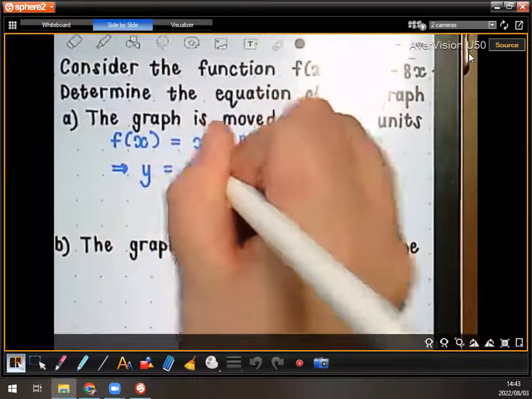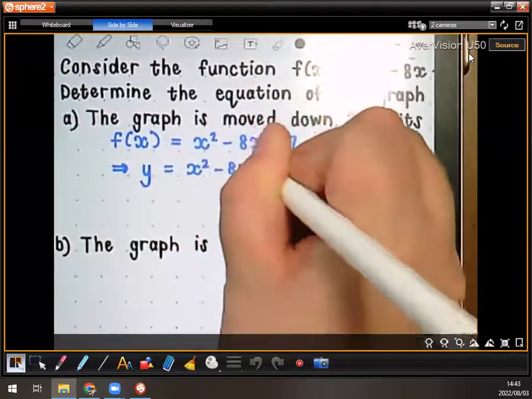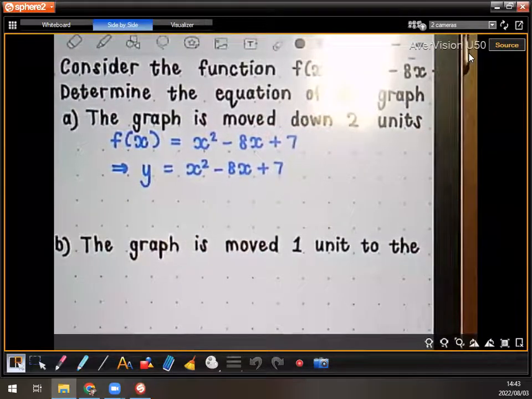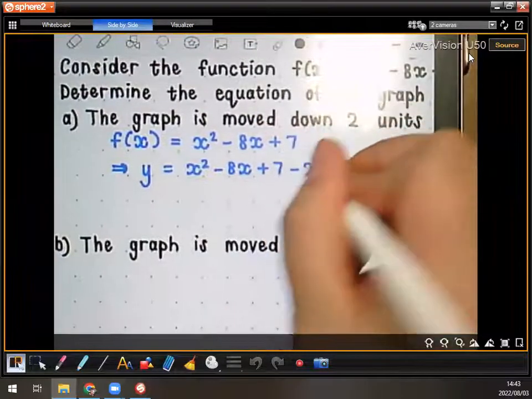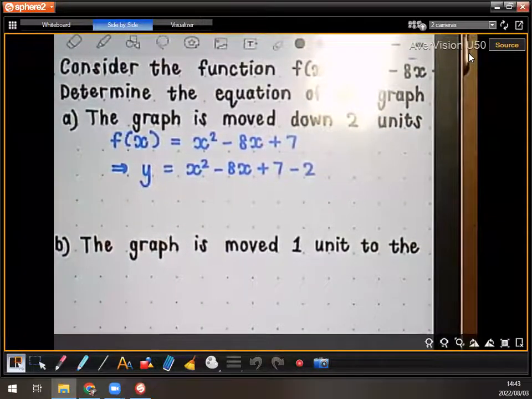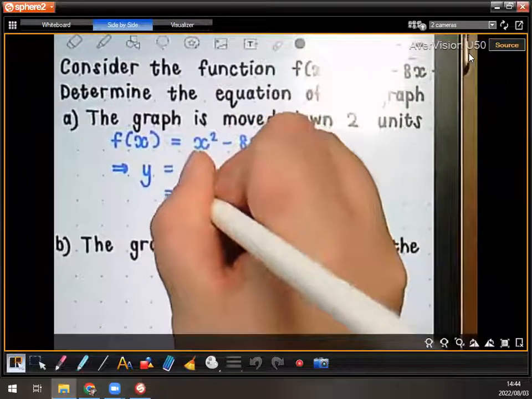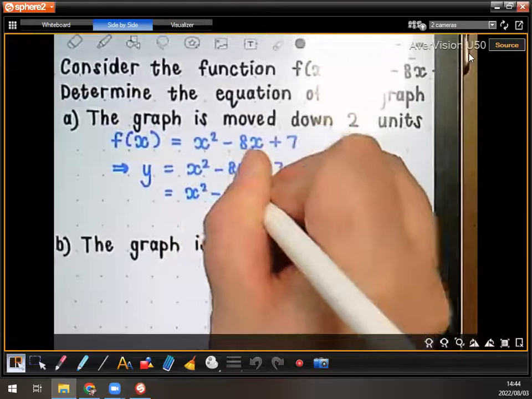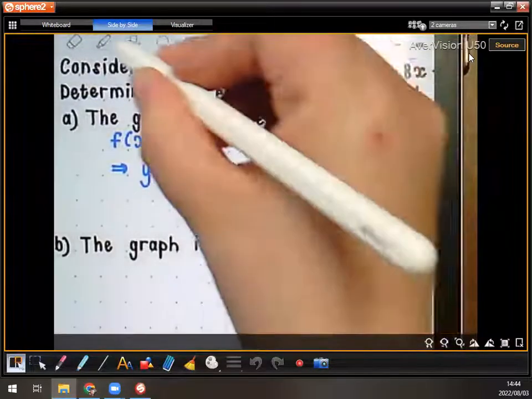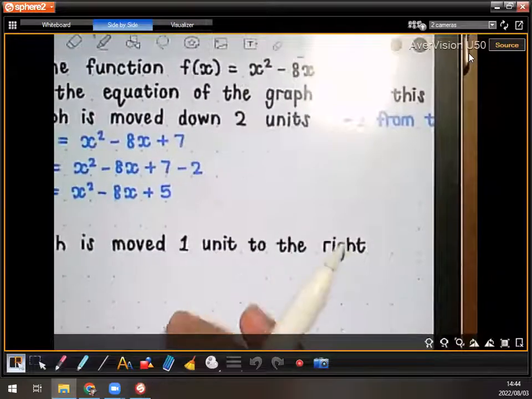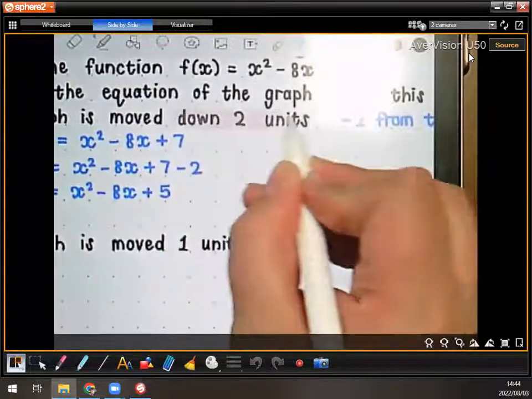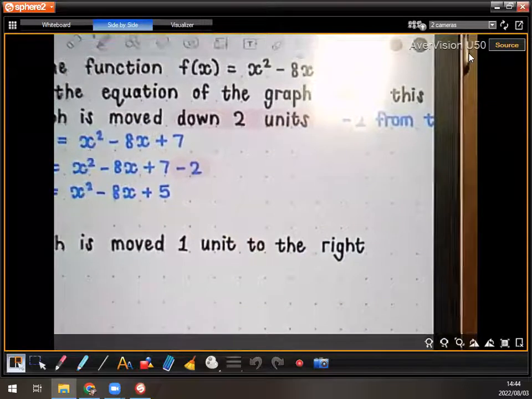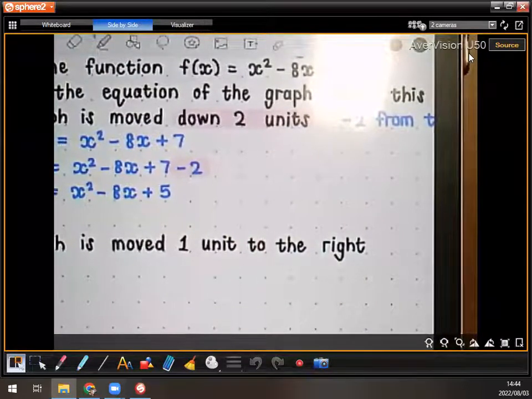So we're going to take the whole equation, guys, exactly as it is, so all 3 of those terms, but now it's moving down 2 units, so we're literally just going to say minus 2. And then we must simplify. Okay, we can't leave a 7 minus 2 like that. So we're going to say x squared minus 8x plus 5. Okay, so move down 2 units. That is what we're doing for that. We are literally just minusing 2 from the equation.